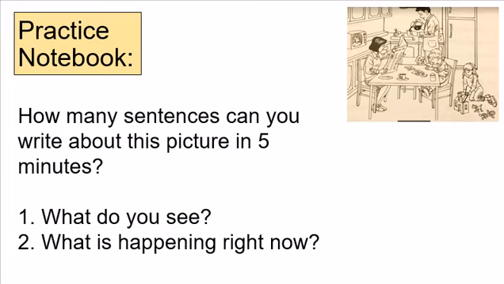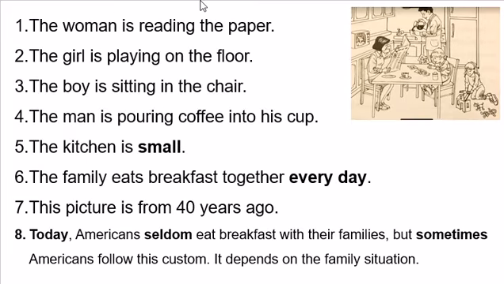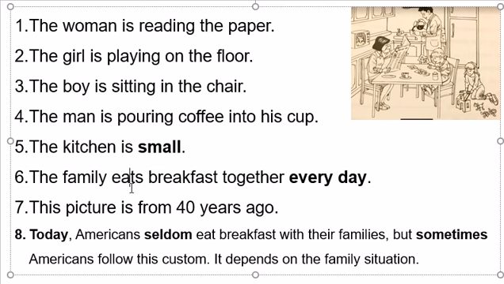Okay, here are my answers. So I'm describing actions right now, like the woman is reading the paper, okay? The girl is playing on the floor. All right? So these are different actions that are happening right now, but also I can describe the place, like the kitchen is small, right? The family eats breakfast together every day. All right? So these are different ways to describe the people and the things in the photo, as well as actions happening right now. Okay?